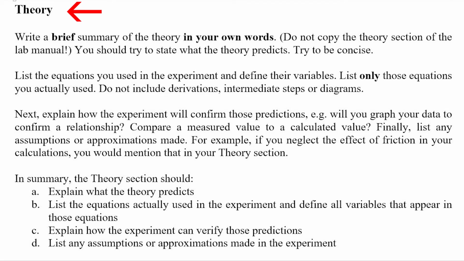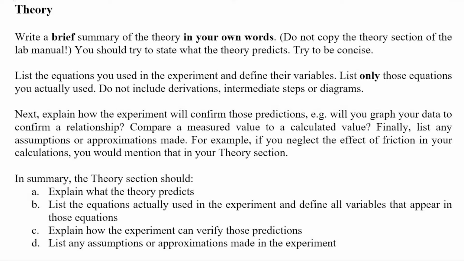The next thing that goes in your typed report is your theory section. So this is where you're going to summarize the theory for the experiment in your own words. So don't copy what's in the lab manual, but try to state what the theory predicts for this experiment. So that'll be the first thing that you put in your theory section.